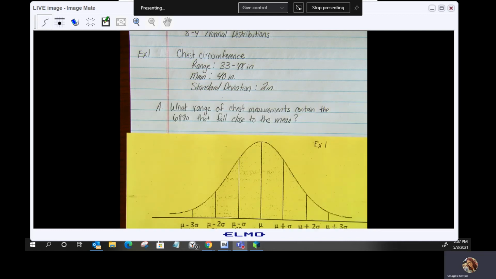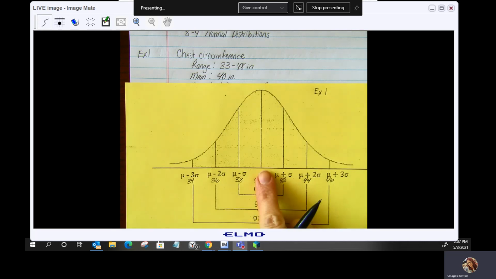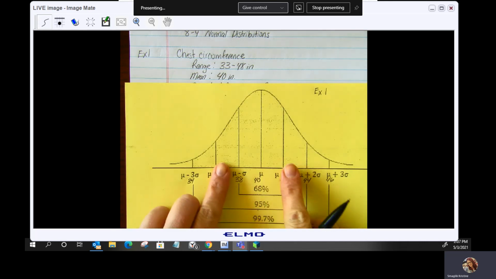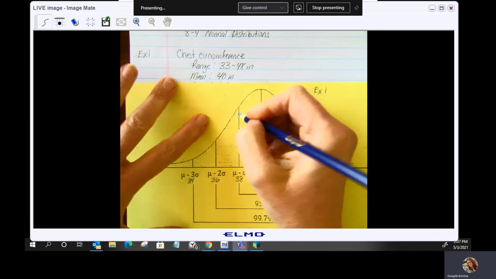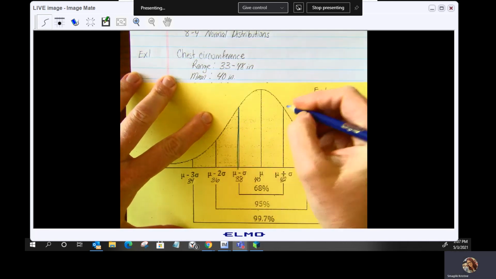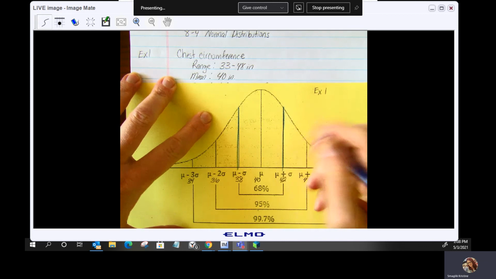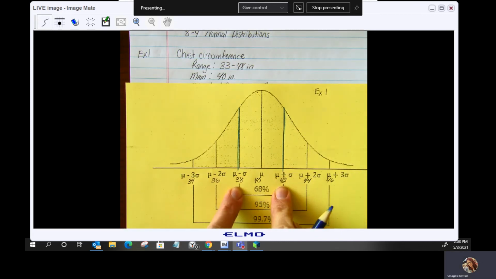What range of chest measurements contain the 68% that fall close to the mean? Well, here's my mean, and here's the 68%. So I am looking at this interval here. Anything between 38 and 42 inches.